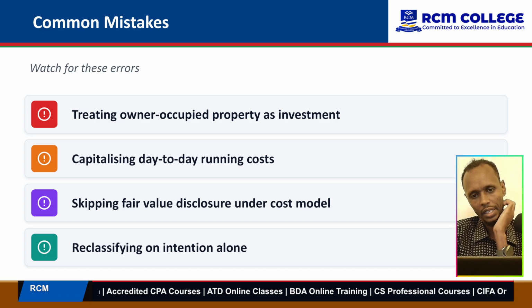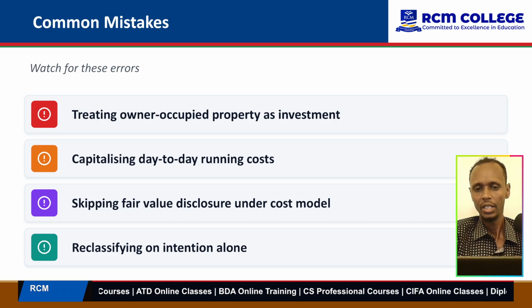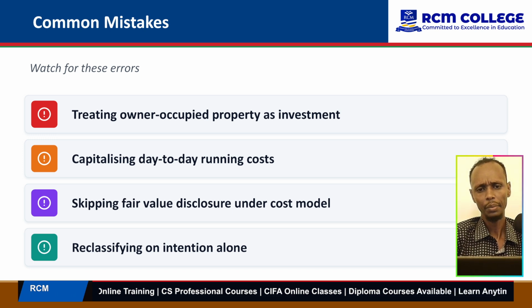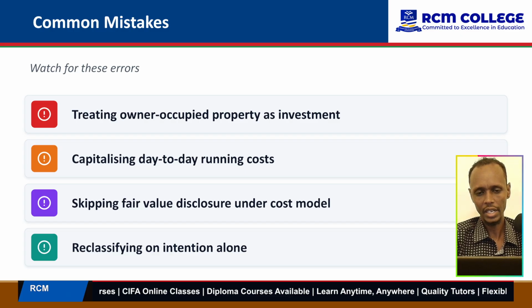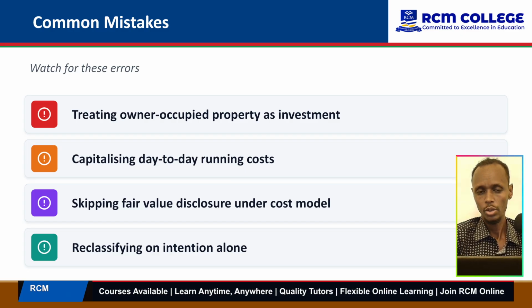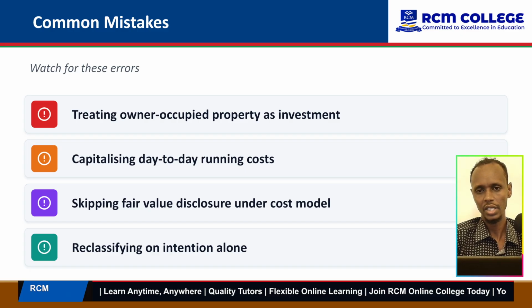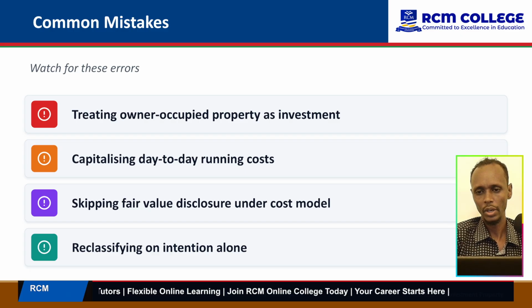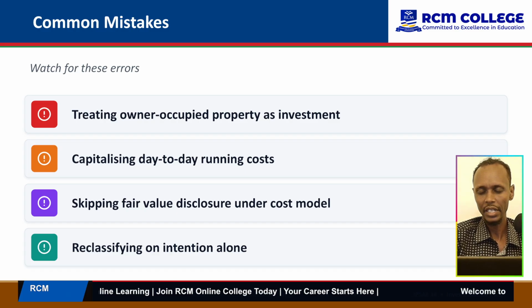So we are finalizing. These are the common mistakes. Treating owner occupied property as investment property. Capitalizing day-to-day running costs. Skipping fair value disclosure under the cost model. Reclassifying on intention alone. So these two, IPSAS 16 and IPSAS 45, and IPSAS 31 on intangible assets have many things in common.